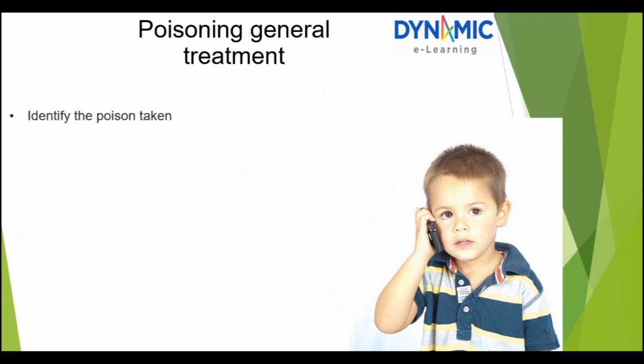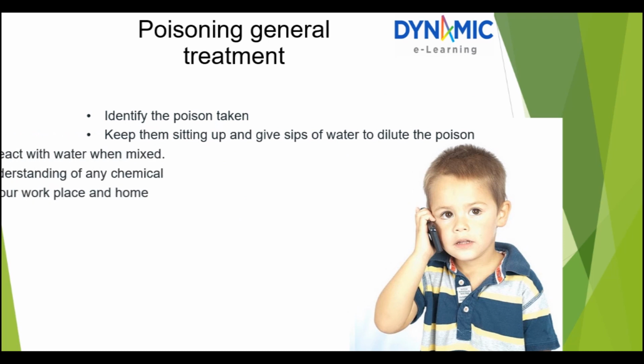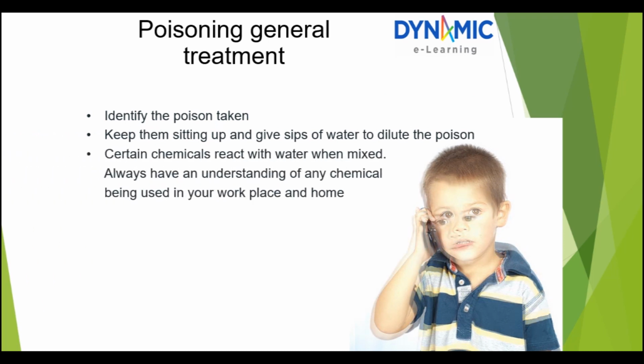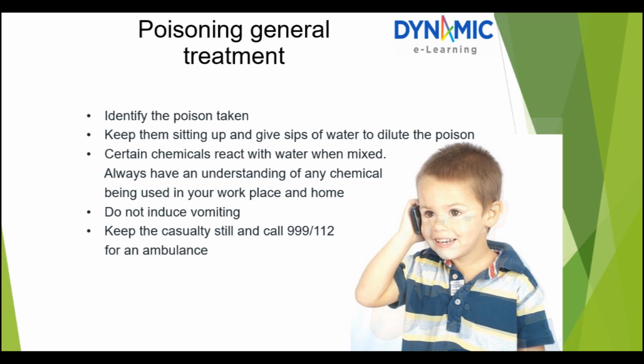Poisoning general treatment. Identify the poison taken. Keep the casualty sitting up and give them sips of water to dilute the poison, but certain chemicals react with water when mixed. Always have an understanding of any chemical being used in your workplace and home. Do not induce vomiting. Keep the casualty still and call for an ambulance.